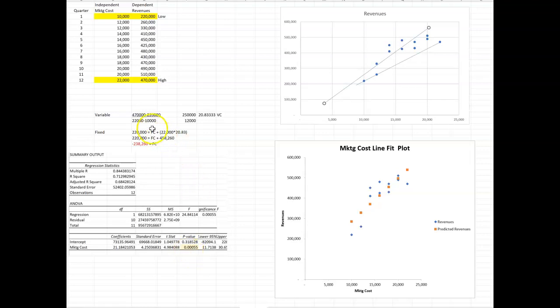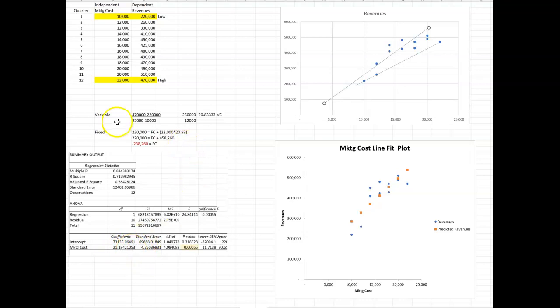Okay, but when you do the high-low method, here's the change in the dependent variable: $250,000 of revenue, which would be variable. We're going to divide that by the change, the delta here, which is $12,000 of marketing cost. So that gives us 20.833 for the variable cost of marketing, which is very close to what we have down here in the regression.